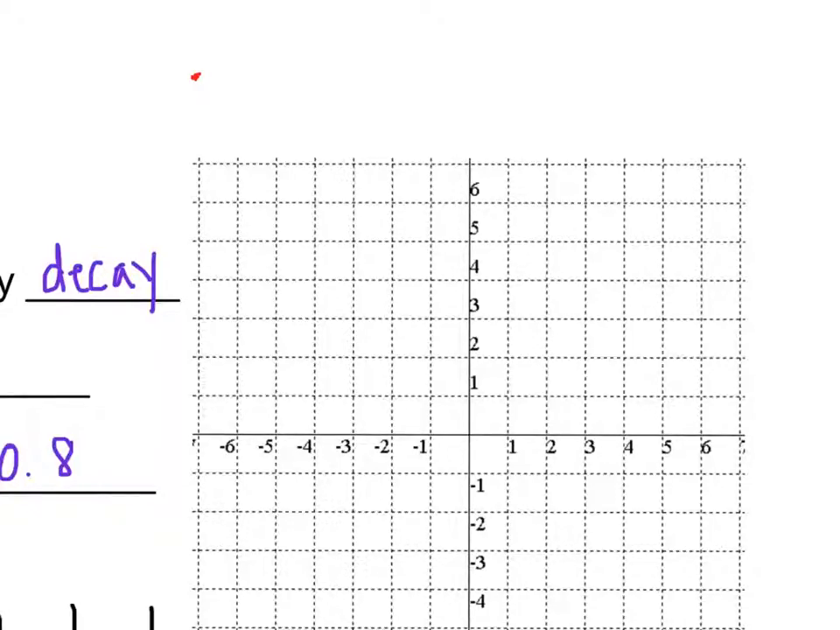Then we have negative 1 and 2.5. So the x is negative 1, the y is 2.5. So we're going to go up 2.5 and plot our point right there. Then 0, 2. We're not going left or right at all, just up 2. And then we have 1, 1.6. So over 1, up 1.6. Here's 1.5, it's right above 1.5, right about there. And then if you go over 6, we go up 0.52, so just about halfway up from there. So over 6, up about a half.